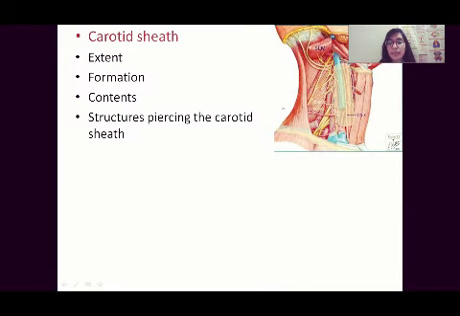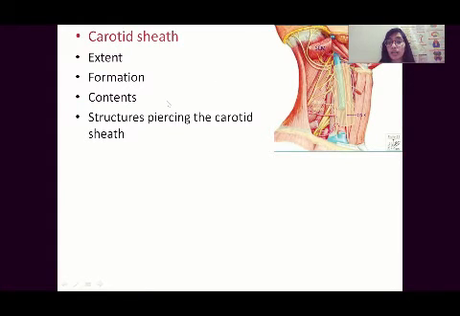Now let's come to the second topic, that is the carotid sheath. Here, all the structures are not open like this; they are covered by a sheath known as the carotid sheath. What we should know about the carotid sheath is the extent, formation, contents, and structures piercing the carotid sheath, because it is very important for your clinical purpose as well as for your theory and practical exams.